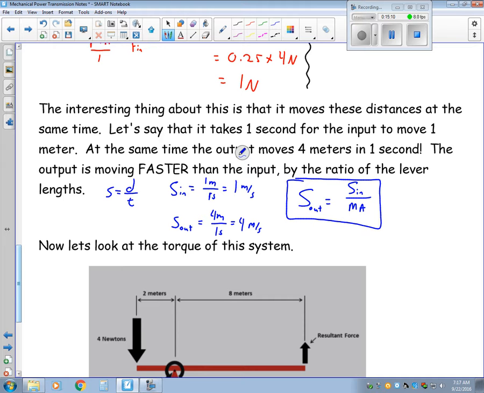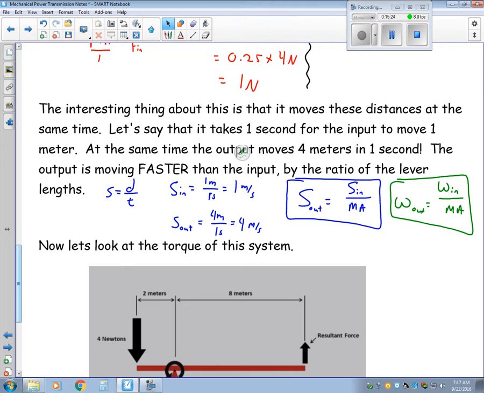And that's important. Now we can also do the same thing for rotational stuff. The rotational output speed would equal the rotational input speed divided by mechanical advantage. So if we do a little bit of math here, the input speed was 1 meter. 1 divided by 0.25 equals 4. So that all works out.